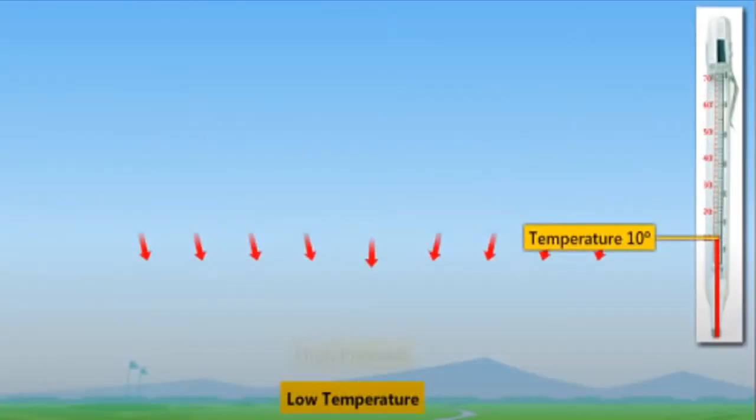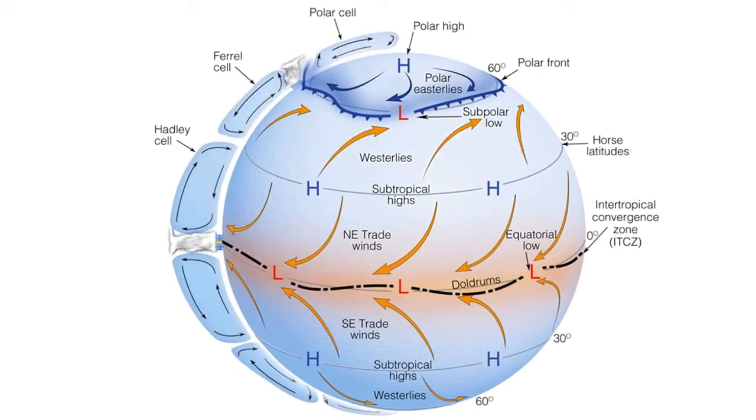In areas having low temperature, the air is cold and heavy. Thus, heavy air sinks and creates a high pressure area. High pressure is associated with clear and sunny sky. Look at this picture to know the general pattern of pressure on Earth's surface.